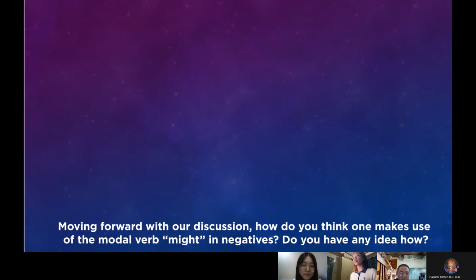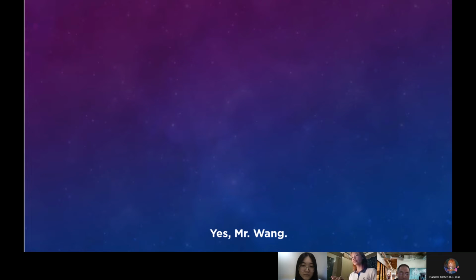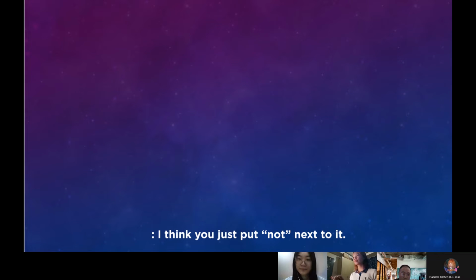Moving forward with our discussion, how do you think one makes use of the modal verb might in negatives? Do you have any idea how? Yes, Mr. Wang? I think you just put not next to it.